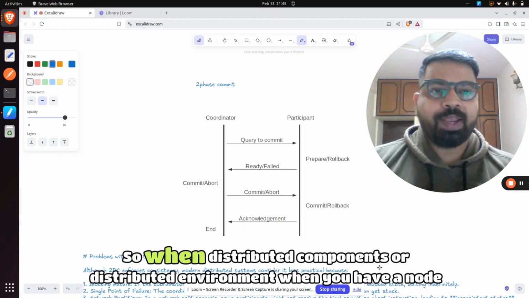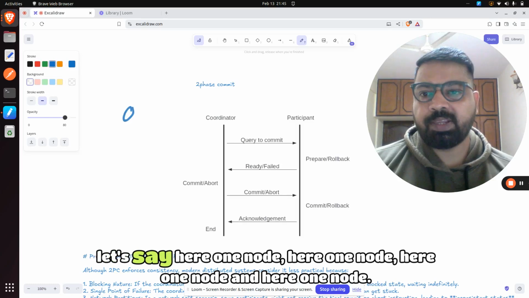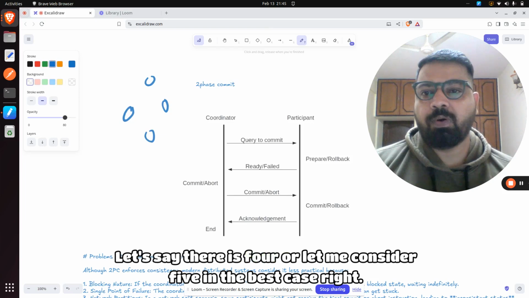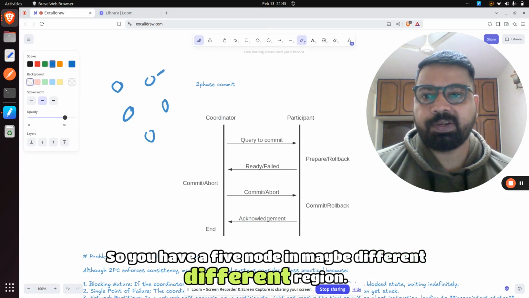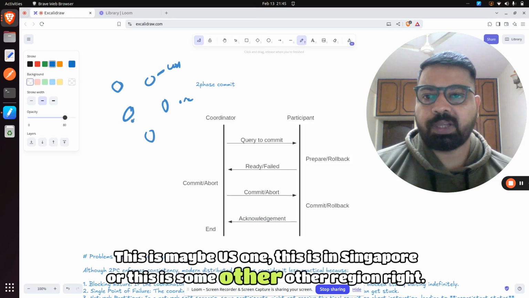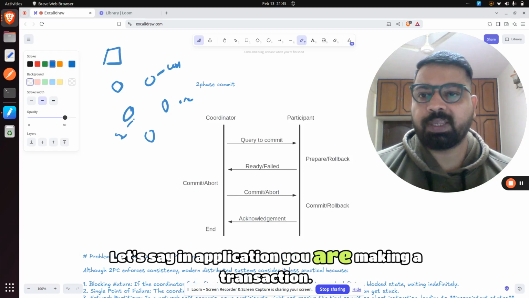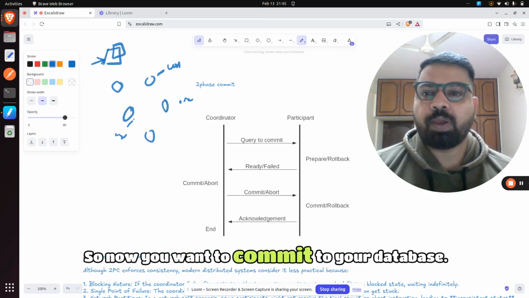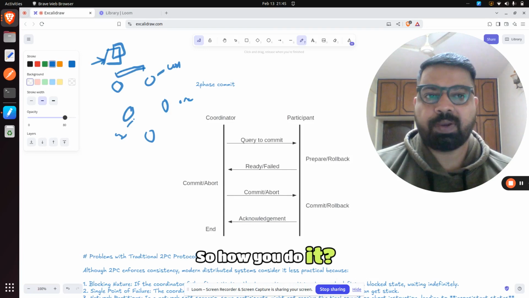What it is. When you have a distributed environment, let's say here one node, here one node, here one node, and here one node. Let's say there are four, or let me consider five in the best case, right? So you have five nodes, maybe in different regions, maybe US1, this one in Singapore, or some other region. Let's say in an application you are making a transaction. Now you want to commit to your database. So how will you do it, right?